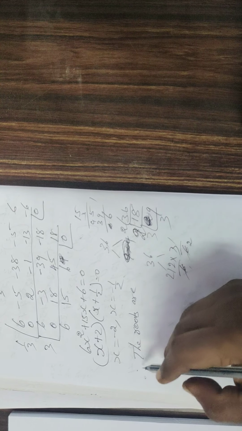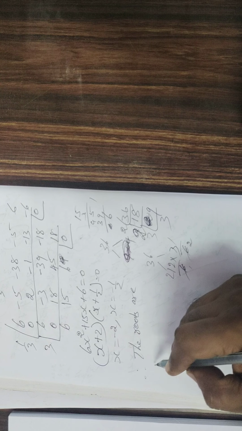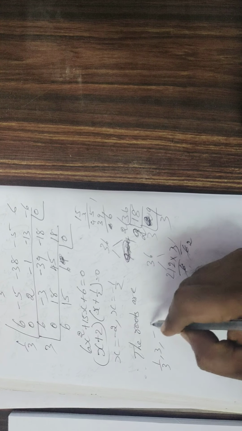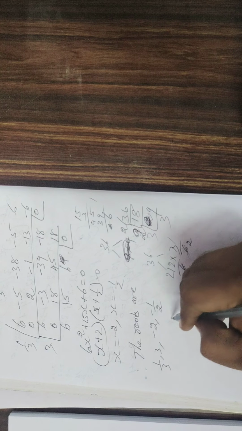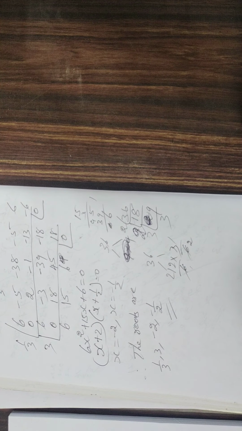Therefore the roots are, what are the roots? 1 by 3, 3, minus 2, minus 1 by 2. Am I right?